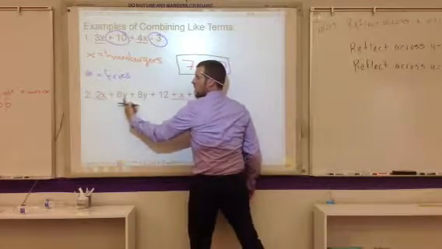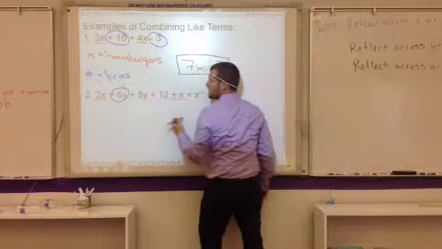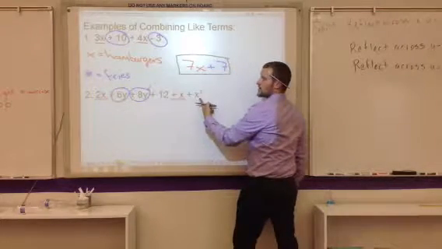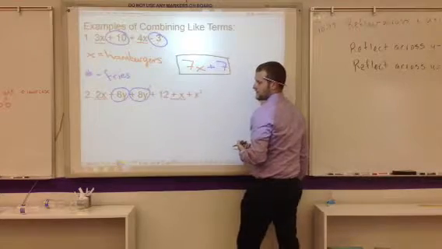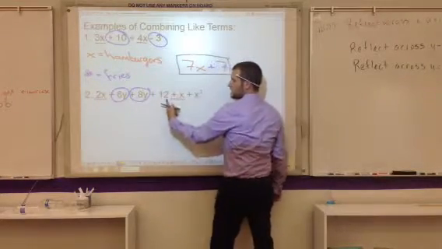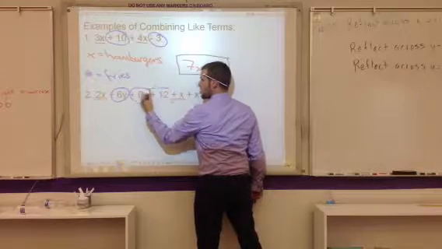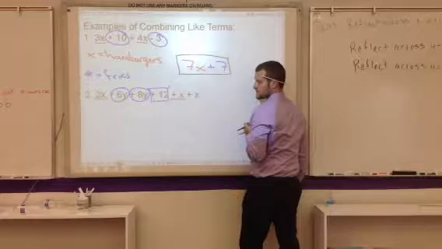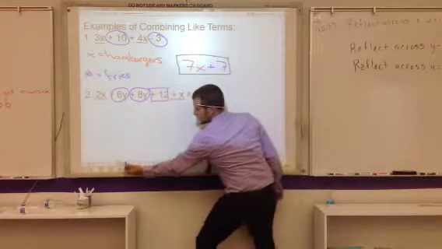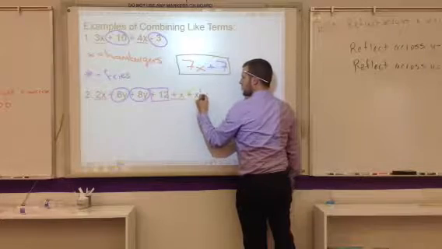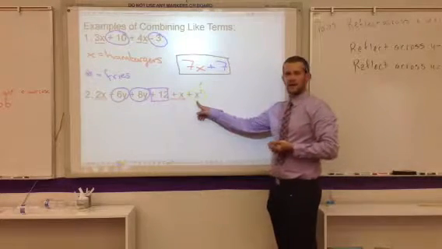Moving on here, I have y's. There's y's here, and there are y's here. Nothing else has y's, so I won't combine them. My next type of term is numbers. I have numbers there, and then there are no other numbers. Lastly, I have x squareds back here, which are different than everything else.